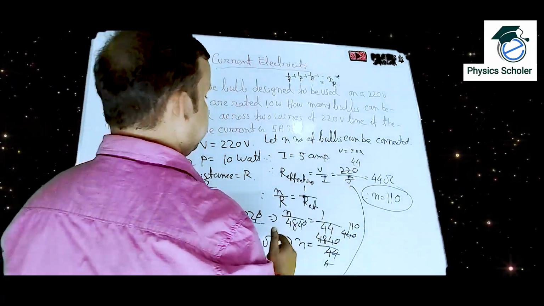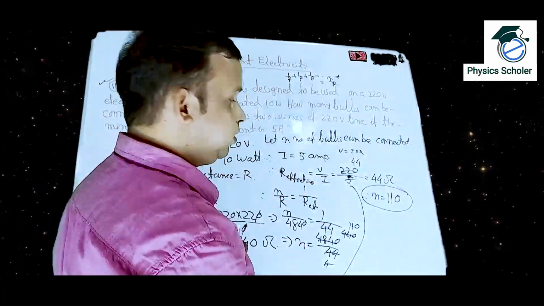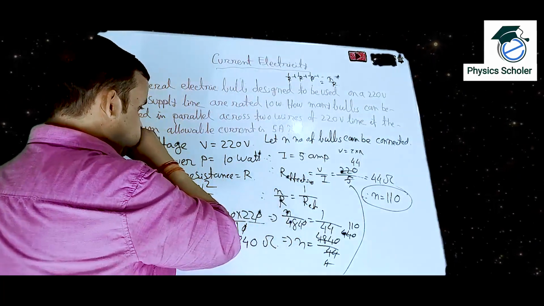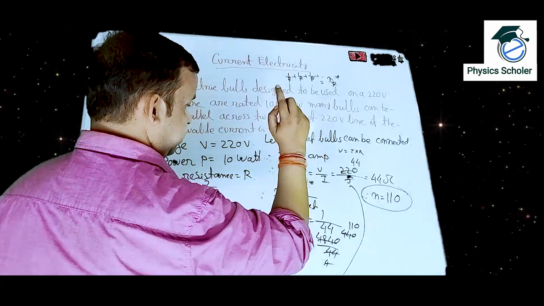All are connected in parallel. So it will be 1 by R plus 1 by R plus 1 by R plus dot dot up to n. So that means n by R is equal to the reciprocal of the equivalent resistance. That means 1 by R effective.